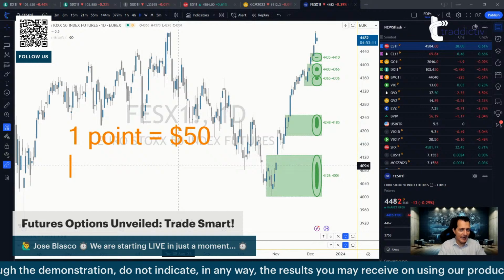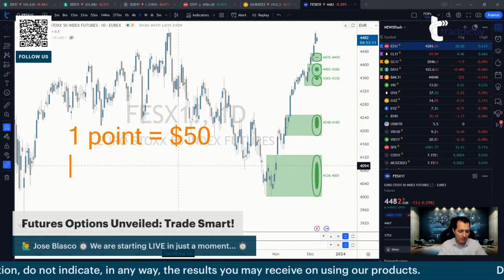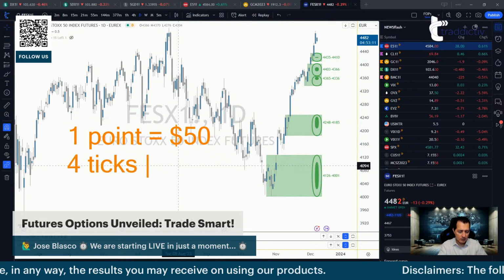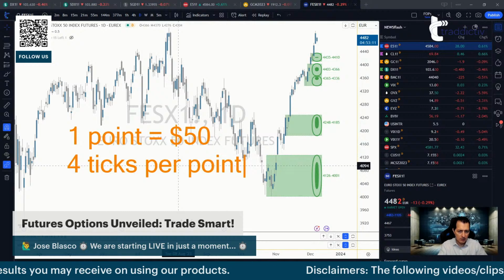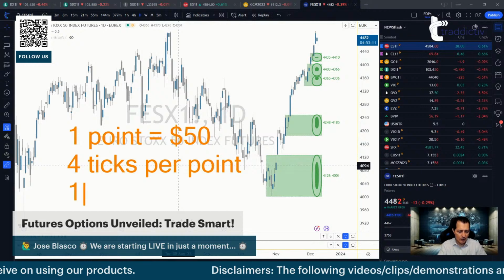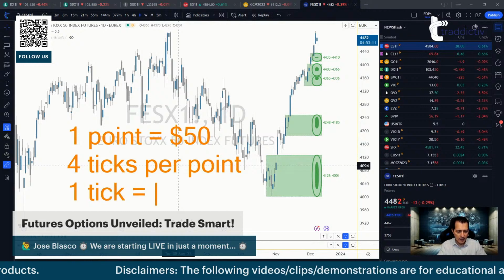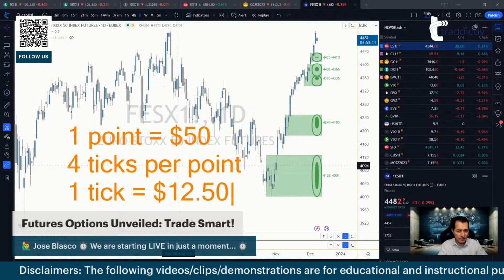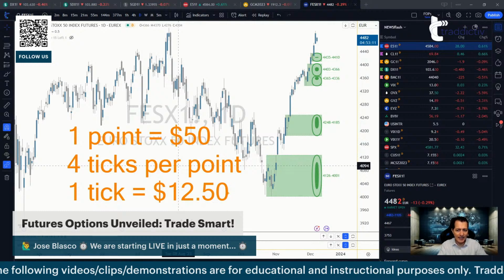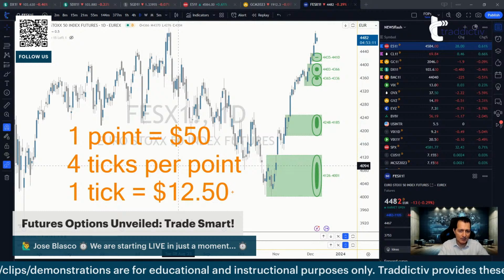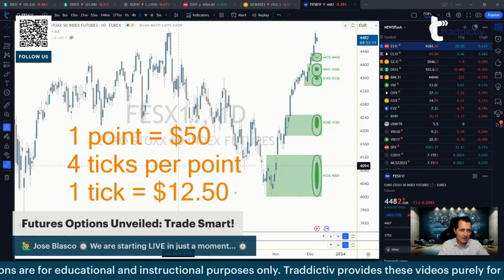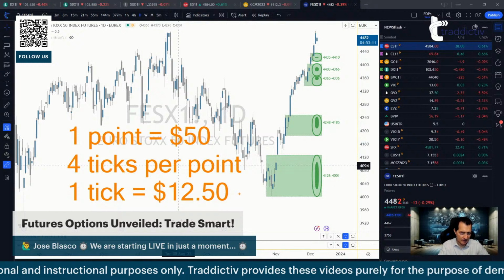It's not too complicated, but because you have 4 ticks per point, right? So then 1 tick equals $12.50. And again, this is not very complicated. And if you trade S&P futures, you know this by heart. But it is indeed much more complicated than thinking in terms of 1 and 10.